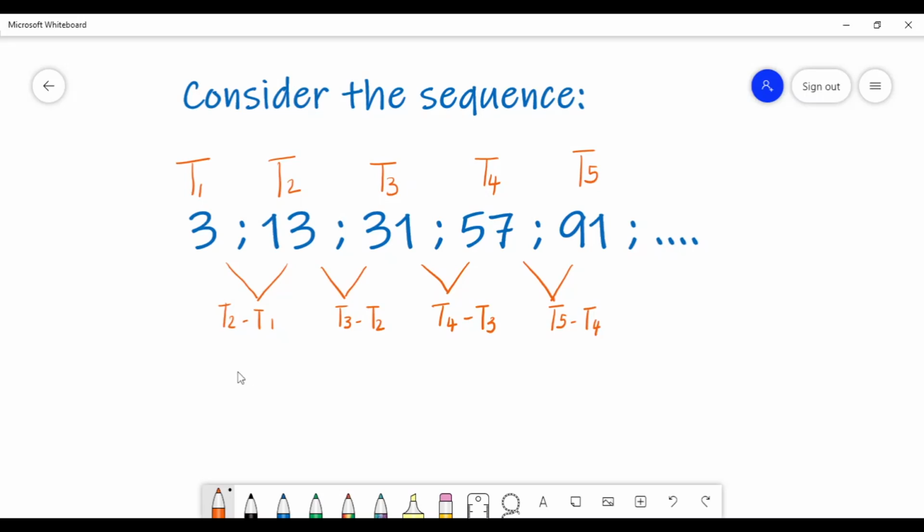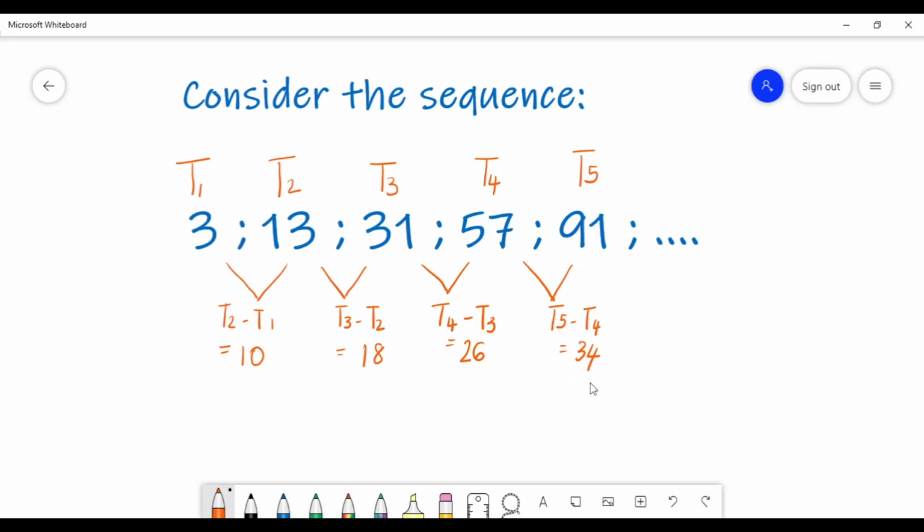Okay guys, so what's 13 minus 3? 13 minus 3 is equal to 10. What is 31 minus 13? 31 minus 13 is equal to 18. What is 57 minus 31? 57 minus 31 is equal to 26. And what is 91 minus 57? 91 minus 57 is equal to 34.